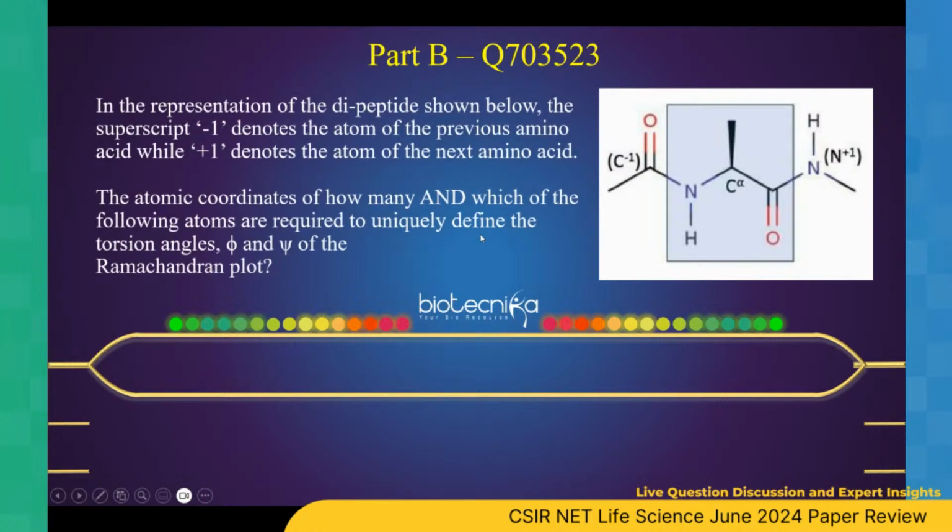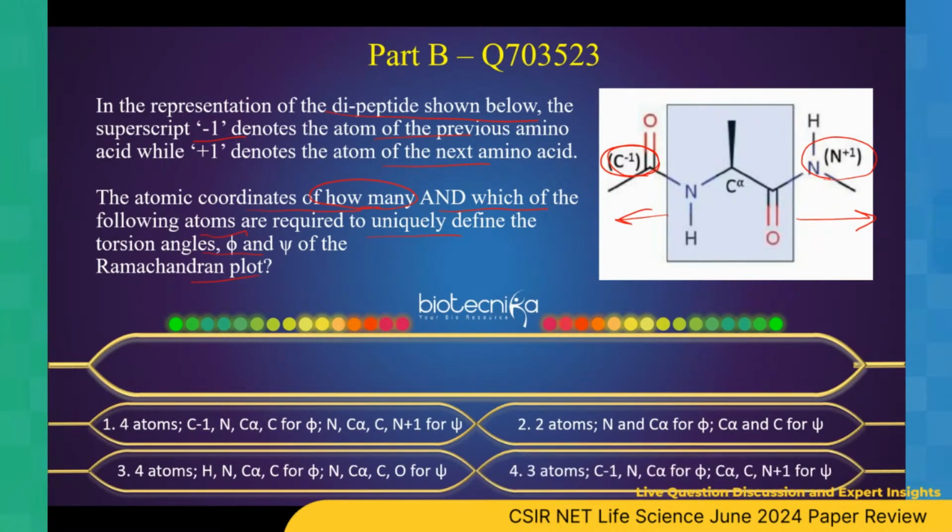So in the representation of the dipeptide which is shown below, the superscript -1. So here we have carbon -1 and we have N, which is +1. That means this is the previous residue and this is the next residue. Okay, that's what they have mentioned. Now the atomic coordinates of how many atoms and which of the atoms are required to uniquely define the torsion angles phi and psi of the Ramachandran plot.